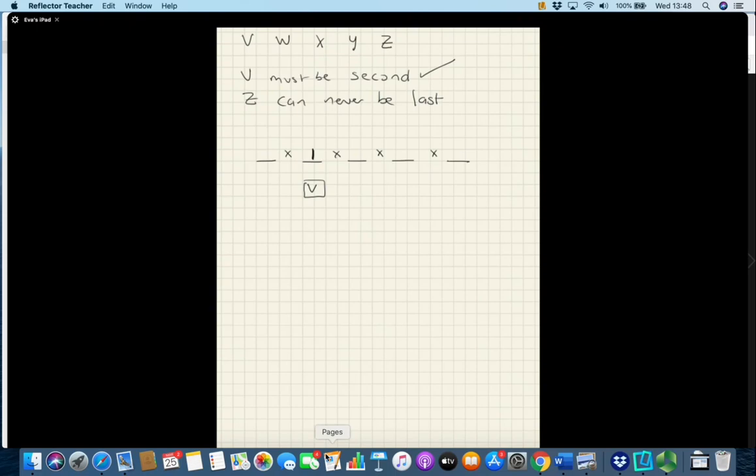Okay, let's go to my second condition. Z can never be last. So I have V in place. Z can never be last. So can you see that I have just 3 options for my last letter? Z can't be last. Okay, I hope that makes sense. That's what happens when they put restrictions on it.